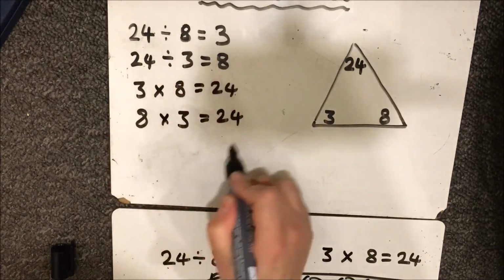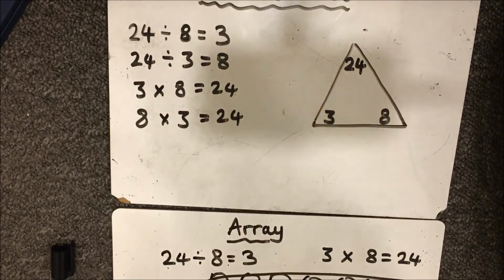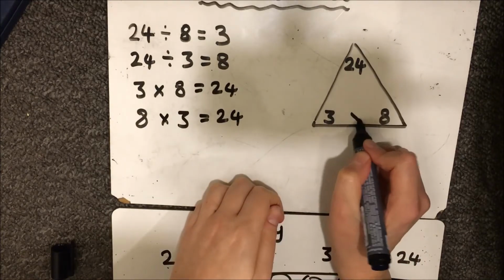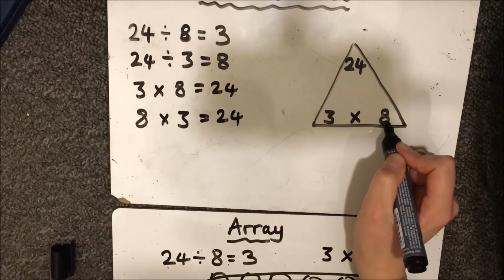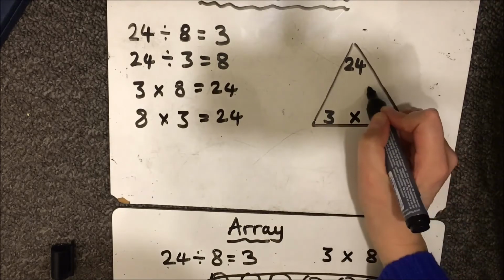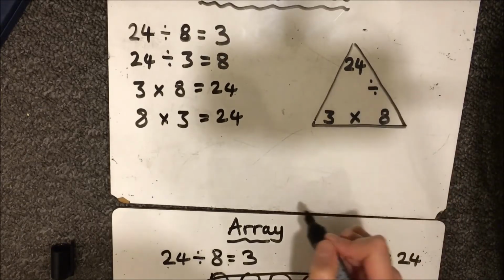So all of these number sentences have 3 numbers in. They have 24, 8 and 3. So I can use the triangle to help me generate them. So I can do 3 times 8 or go the other way round, 8 times 3. Or I could do 3 times 8 is the same as 24.